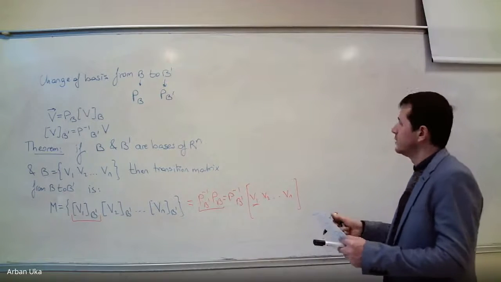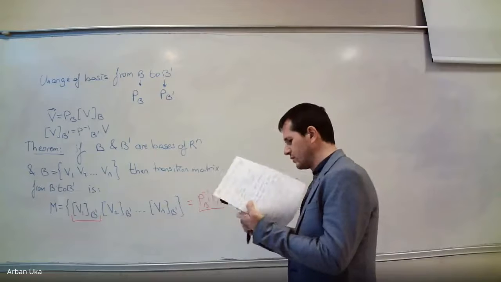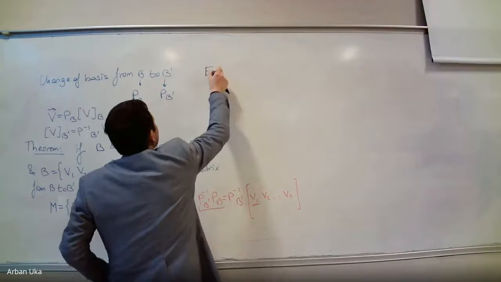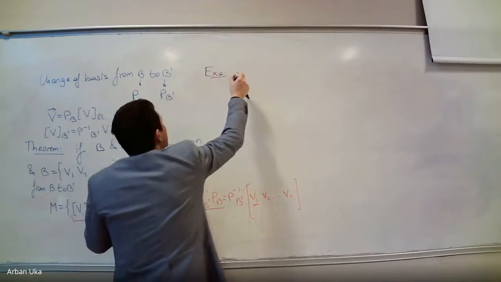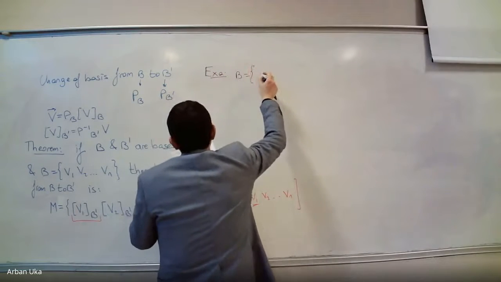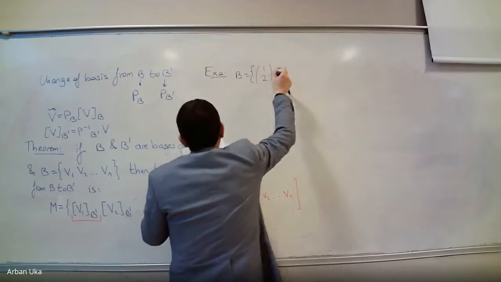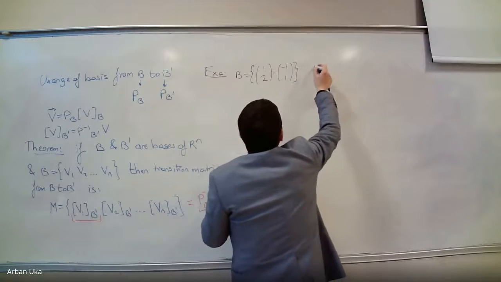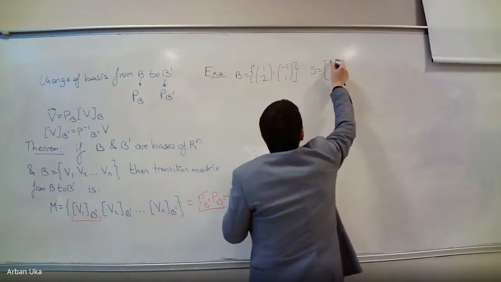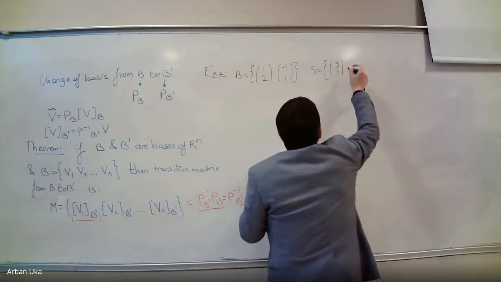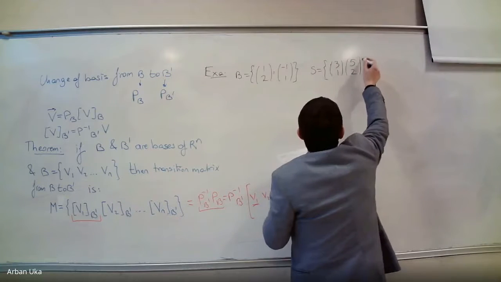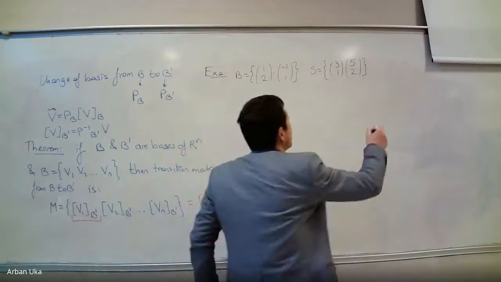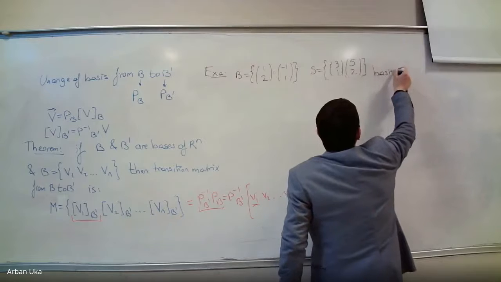Now we could see another example. It's always good to do examples. Let's assume we have a basis B, (1, 2), (minus 1, 1), and we have another basis S, which is composed of (3, 1) and (5, 2). So they are both bases of R squared, okay? We have no doubt of this one. These are the bases of R squared.